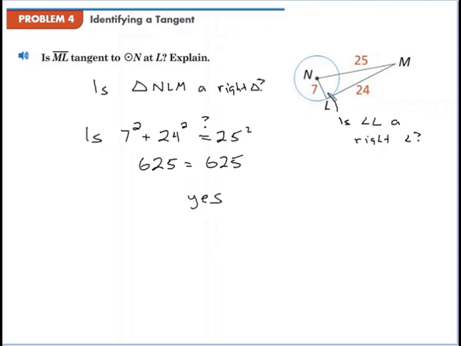Okay, so because these two sides squared and added together make 25 squared, the answer to the question is yes. There is a right angle right there, and that means that ML is perpendicular to LN, and that makes ML a tangent.